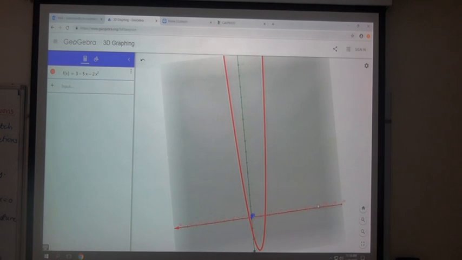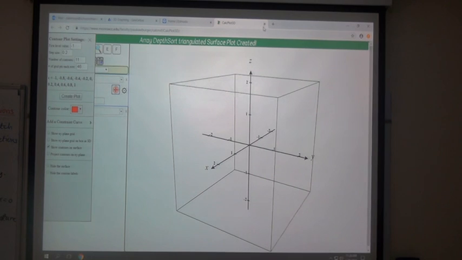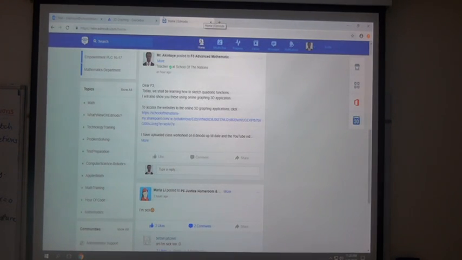Any question? So just play around with this. If you don't want three-dimensional, just check two-dimensional graphs online. Put this equation and see what it looks like. Any question with that?